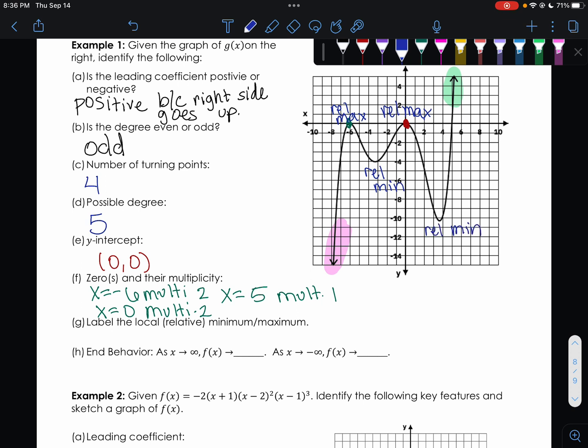Boom. The end behavior: as x goes towards positive infinity, f of x is going up towards positive infinity, and as x goes towards negative infinity, f of x is going towards negative infinity. If you have any questions on this example, please make sure you ask in class.